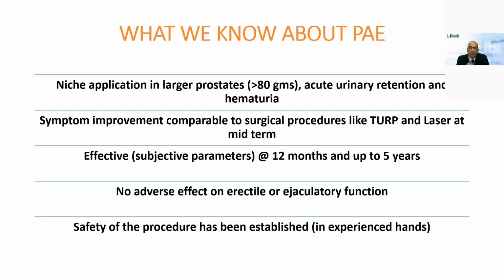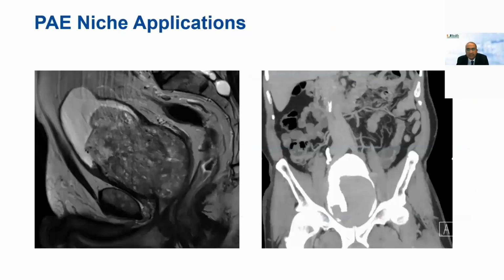So what we know about PAE is a niche application in larger prostates, acute urinary retention, and hematuria. The symptom improvement is comparable to surgical procedures like TURP and laser at midterm, 12 to 24 months. Effective subjective parameters at 12 months and up to 5 years, at least in our series. No adverse effect on erectile or ejaculatory function. And I would say safety of the procedure has been established, especially in experienced hands.